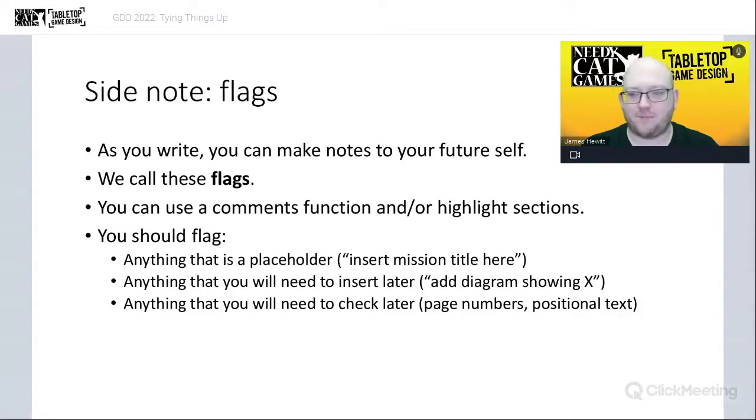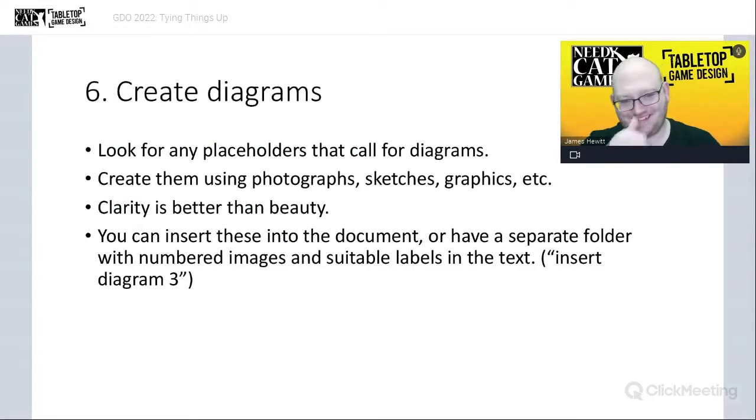Cool. So once you've written the thing, you can then create your diagrams. Any placeholders you put in that called for diagrams, you can now create those. It's really important to get diagrams in rulebooks. Diagrams make things a lot clearer. And you can do this however you like. There are loads of ways. If you're feeling techie, you can use some graphic software. You can use Illustrator or Photoshop, Paint if you want to. Jervis Johnson, who I used to work with at Games Workshop, put loads of diagrams in the Age of Sigmar books.